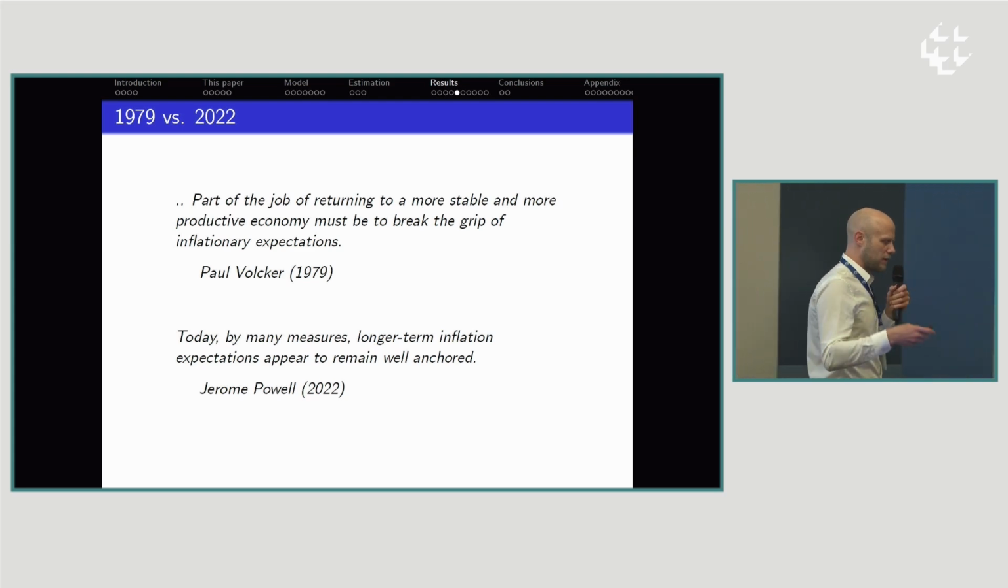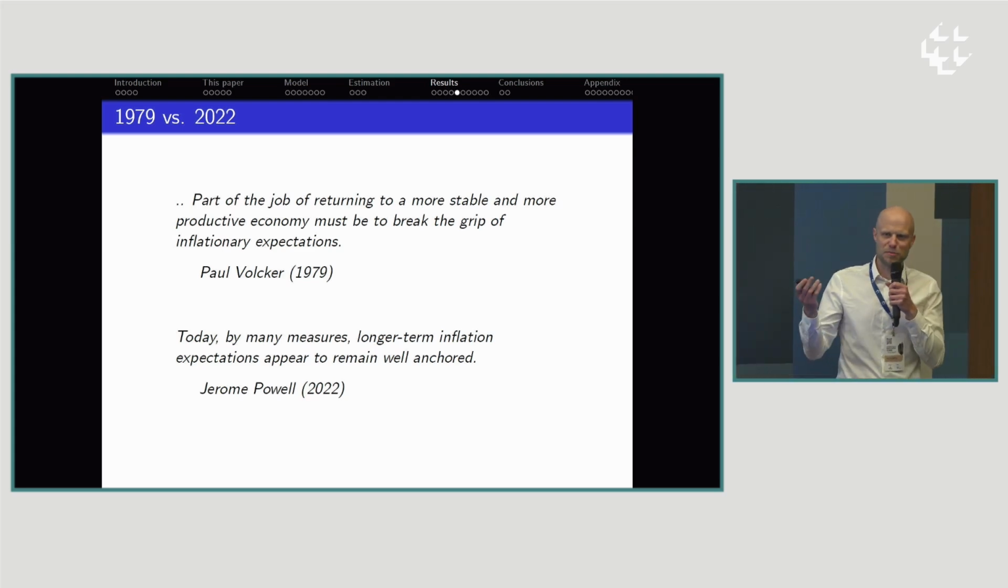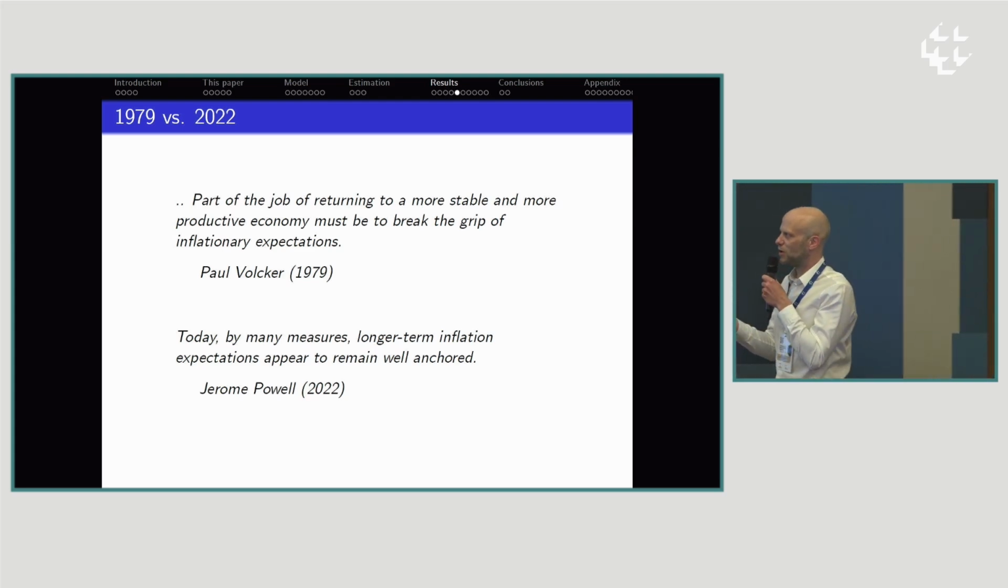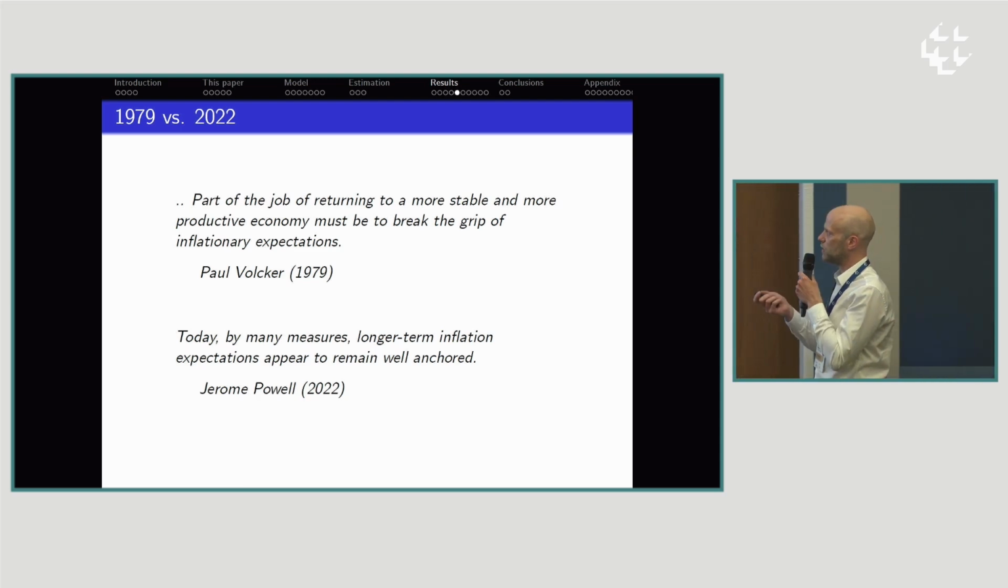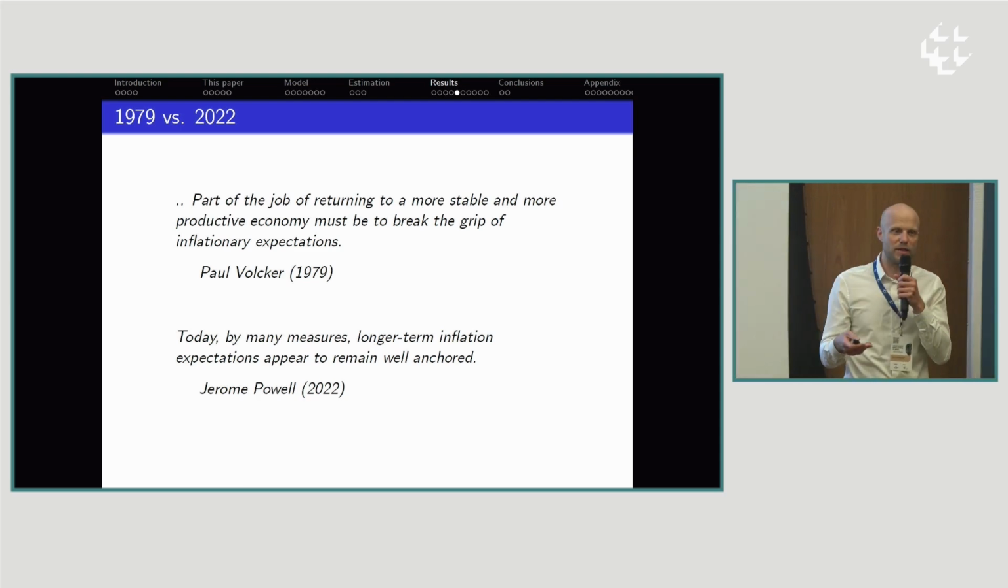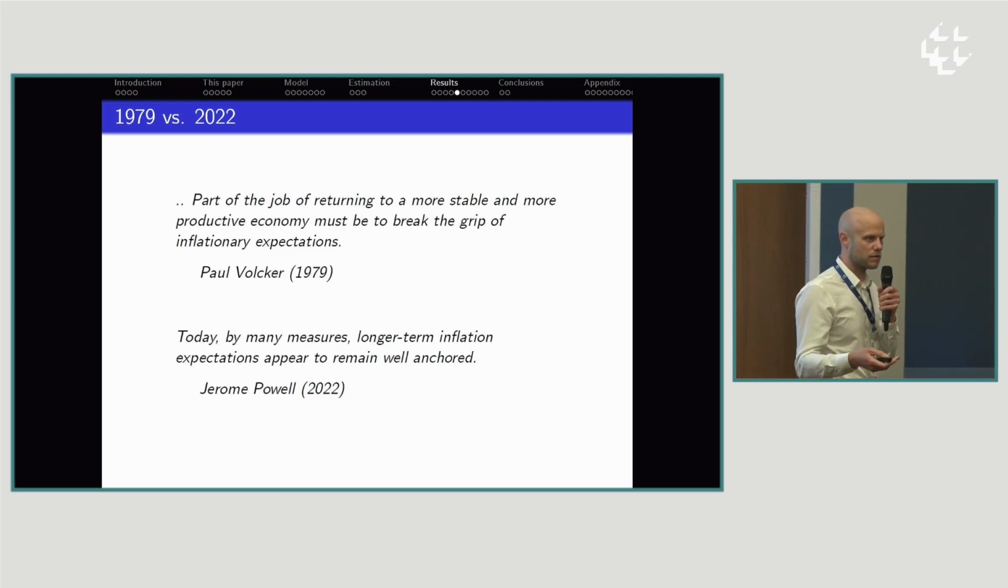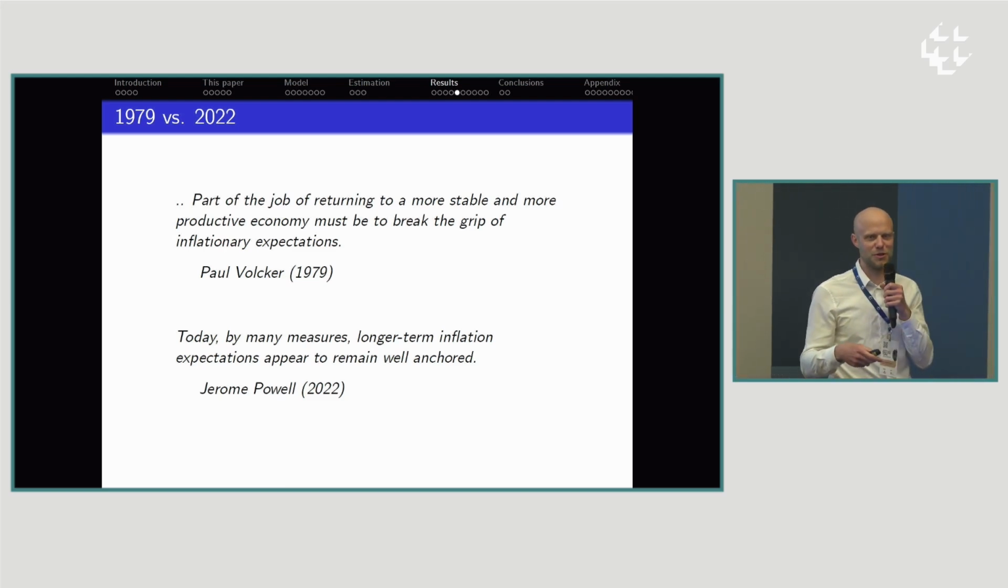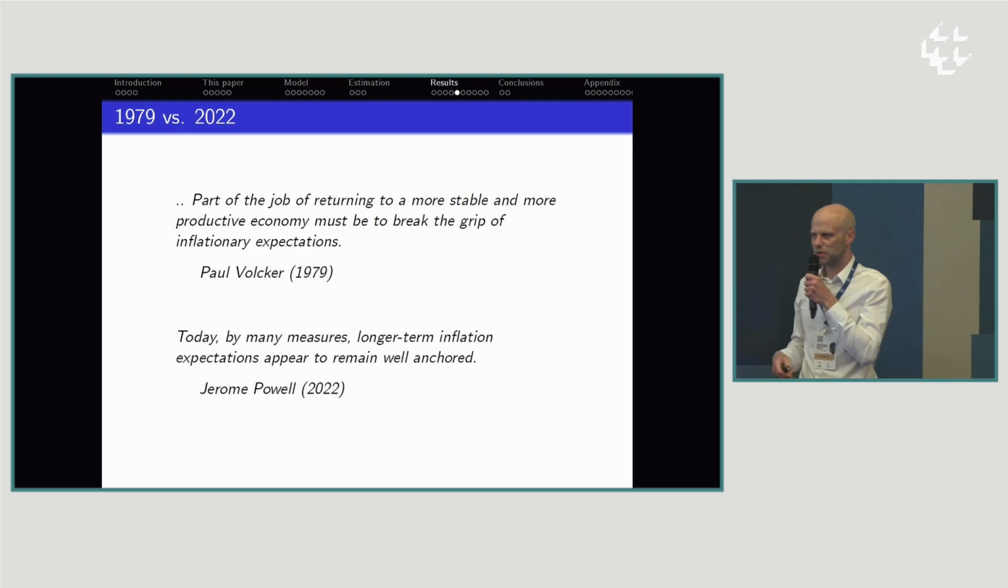And this key difference was also acknowledged by the governors at the time. So Paul Volcker said in '79, part of the job of returning to a more stable and more productive economy must be to break the grip of inflationary expectations. So, okay, my job is, to a large extent, to reduce inflation expectations.